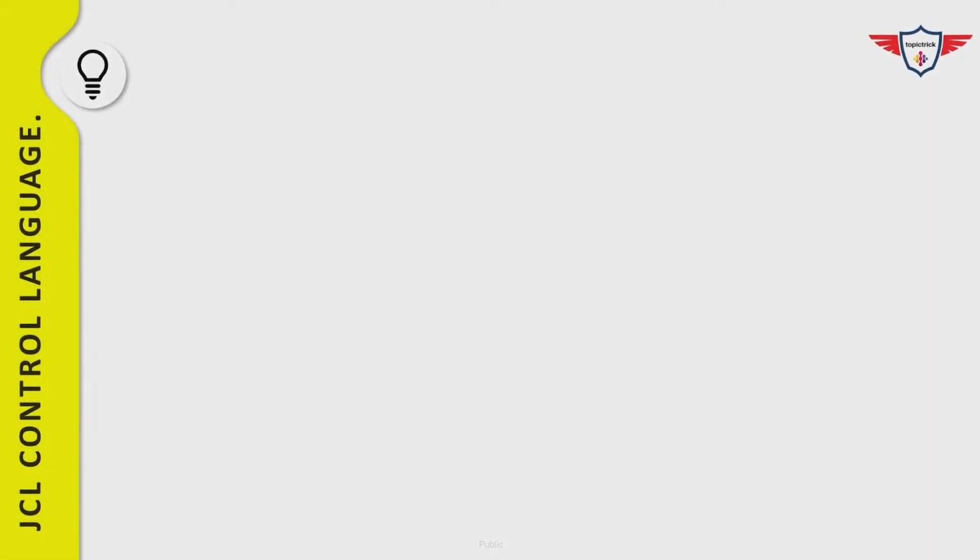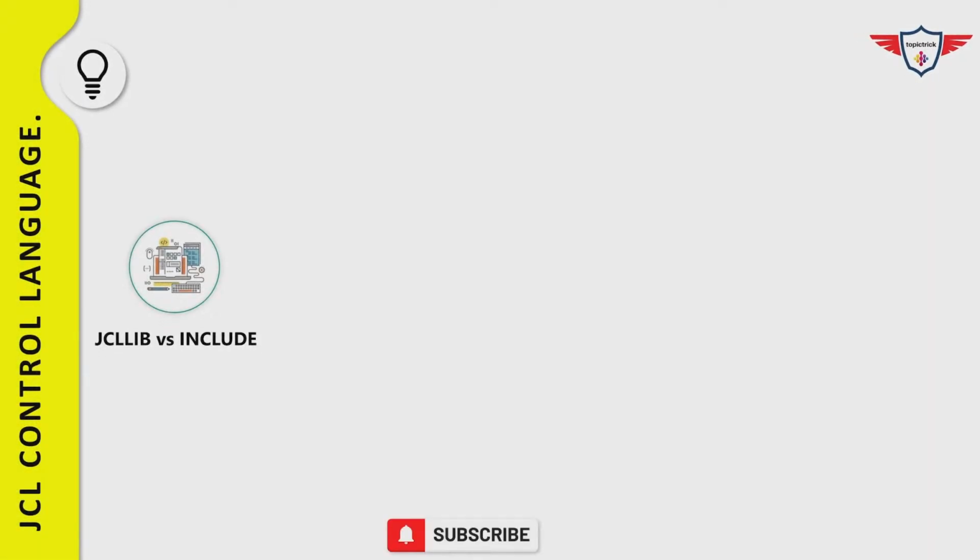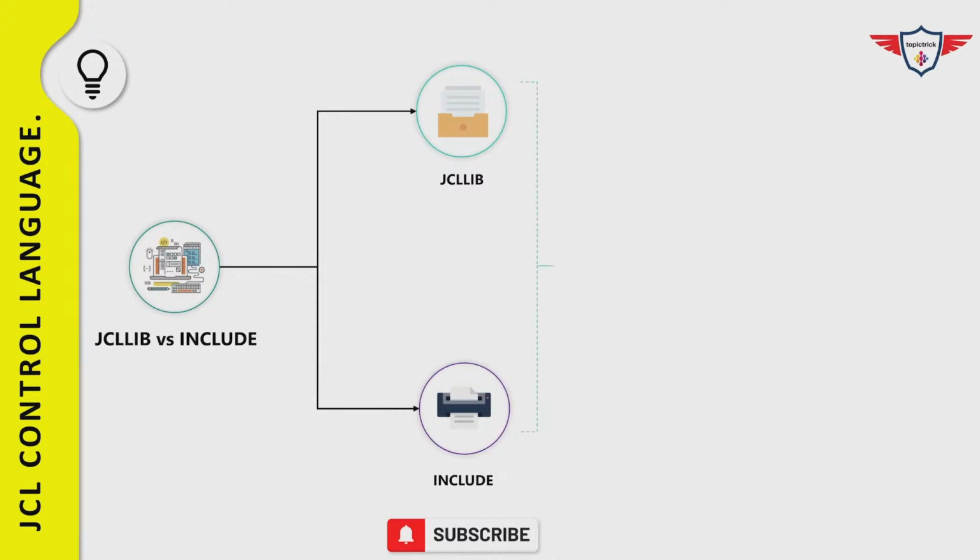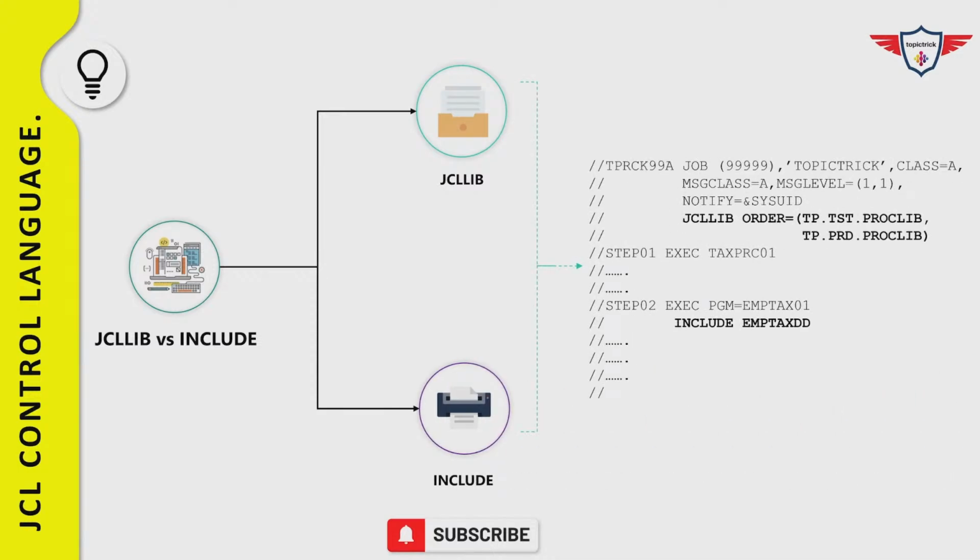Now let's talk about the last topic of this particular video, that is, what is the difference between JCLLIB and the INCLUDE statement. So as you know, SYS1.PROCLIB is normally used to store system-oriented catalog procedures, the procedures which are supplied by IBM. Now let's say you have created a catalog procedure and you have stored that in your personal PDS. In order to invoke that catalog procedure from your personal PDS, you need a JCLLIB statement in your JCL. Otherwise your JCL will fail, because by default it will search for your catalog procedure in the system library, that is SYS1.PROCLIB, and you have stored that in your personal PDS, so the JCL will fail, right?